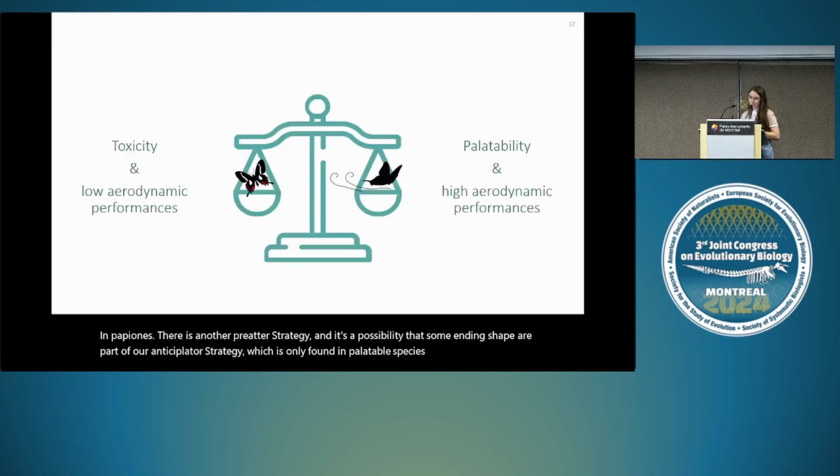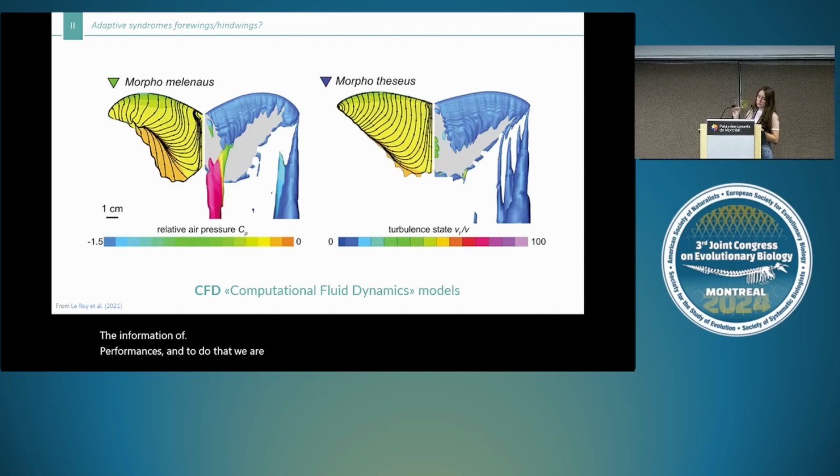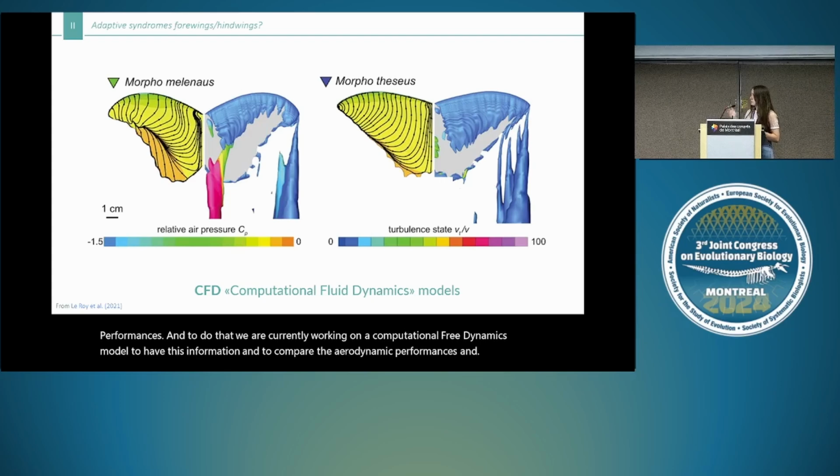But I will be very happy to tell the rest of the story about the possible trade-off between aerodynamism and toxicity in Papilionidae. But to answer this question, we need information on aerodynamic performances. And to do that, we are currently working on a computational fluid dynamics model to have this information and to compare the aerodynamic performances and the acquisition of toxicity.